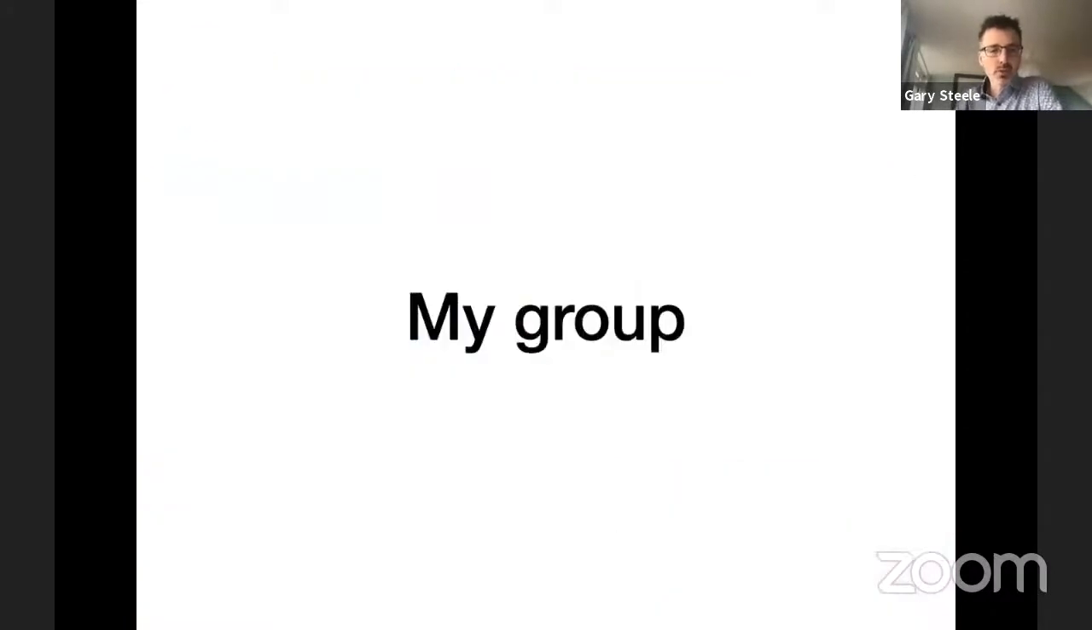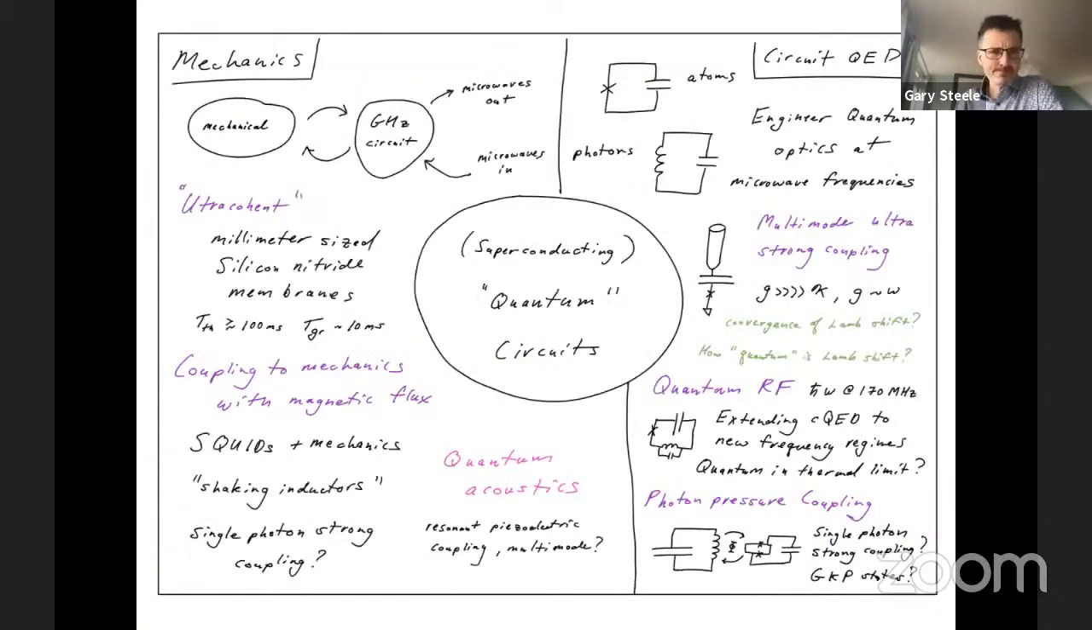I also want to tell you a little bit about my group. This is a sketch of all the stuff that is going on in the group these days. The group has a core focus on something I call superconducting quantum circuits. Those are circuits that we make on a chip in a clean room, made of inductors, capacitors, and Josephson junctions, out of superconducting metals. And you can make them behave in a quantum way.